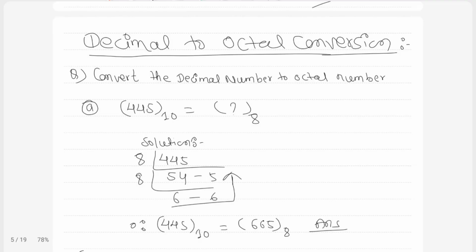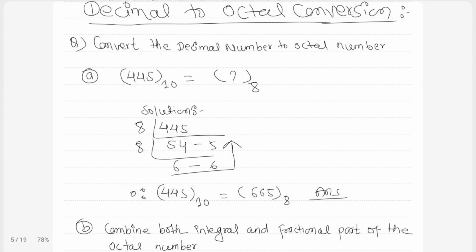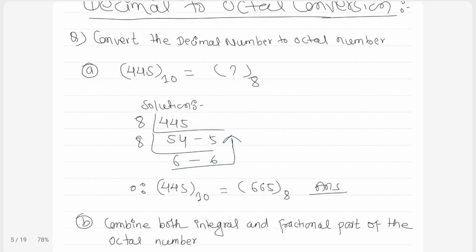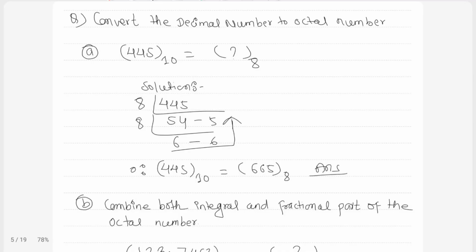First of all, I have one example: 445 base 10 is equal to what? It means what is the conversion of 445? So first of all, we divide 445 by 8. We write the remainders from bottom to top, which means reverse order. Hence 445 base 10 is equal to 665 base 8, which is the conversion of 445 base 10.